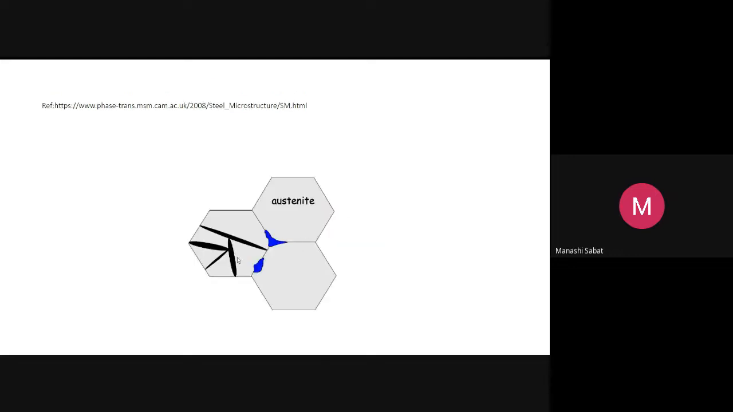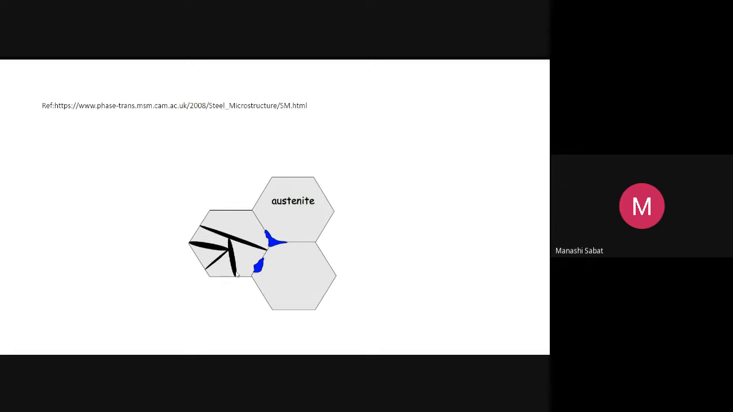Now look at this microstructure. This is again a cartoon microstructure, not an original microstructure. But you can see these are three grains of austenite and the grain boundaries are here. But this is a plate-like structure. This is actually a plate of martensite.